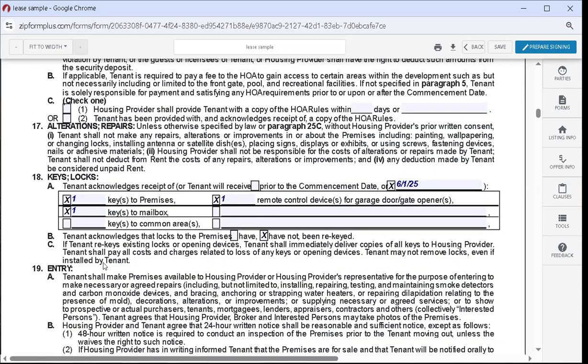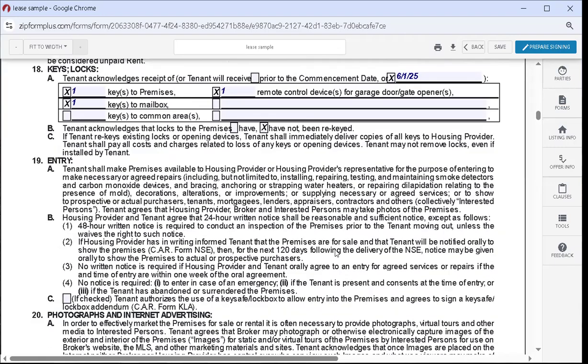But it's very important, really important, especially smoking and dogs. So on number 18A, you're going to put the number of items you're giving them: one key to the premise, one key to the mailbox, one key to the remote, one remote control device.